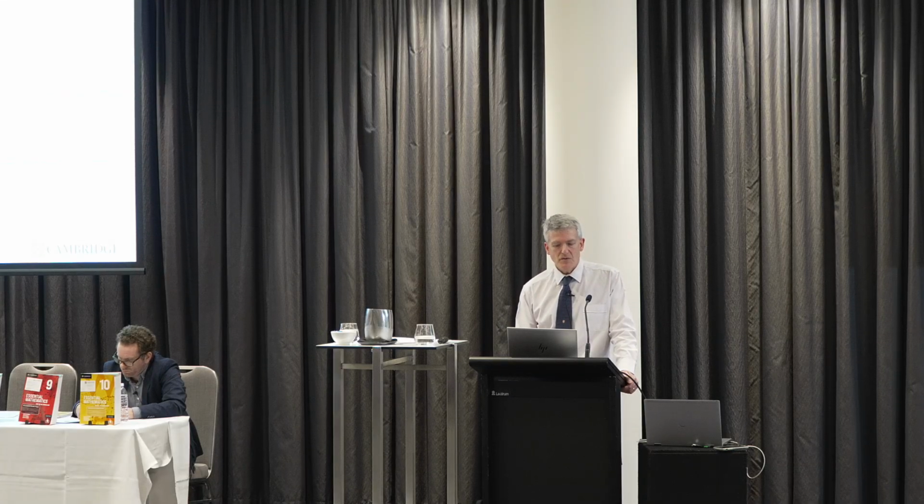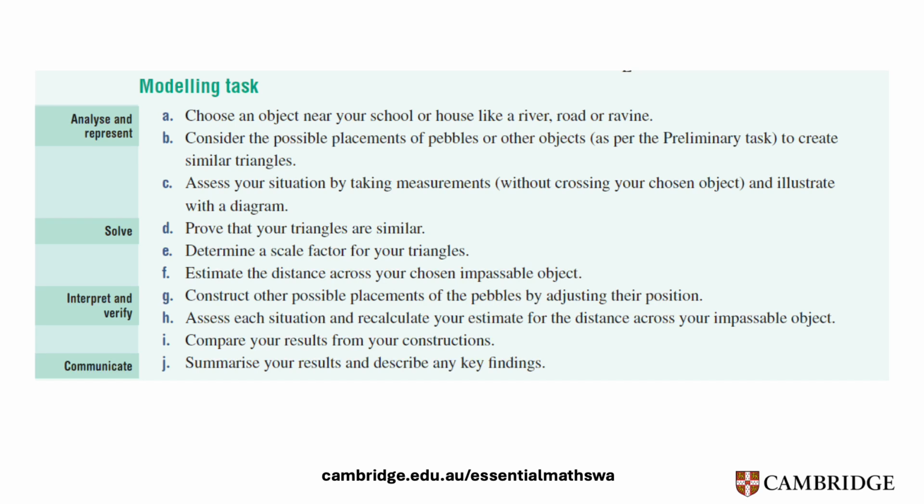Then when they get to the actual task, they're required to choose an object, like a road or a river or a ravine that they can get to, and then consider, as part of the modelling process where they're analysing and representing, is where they're going to consider possible placements of the pebbles or rocks or trees or whatever it might be to create the two similar triangles, and then take the measurements.